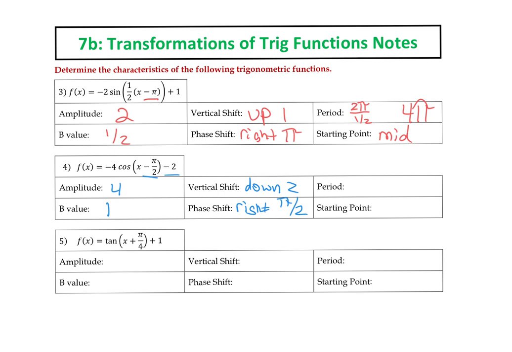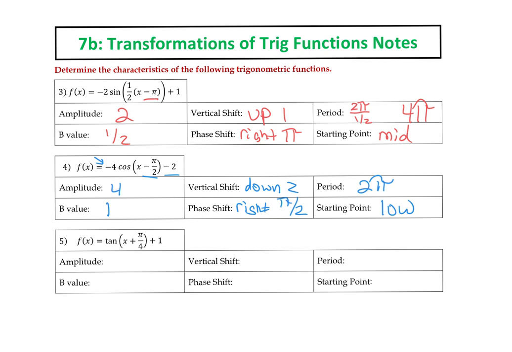My b value is 1. I'm cosine, so my period is just going to be 2 pi. And then my starting point normally for a cosine is high, but because it's got a reflection over the x-axis, this is going to start low.